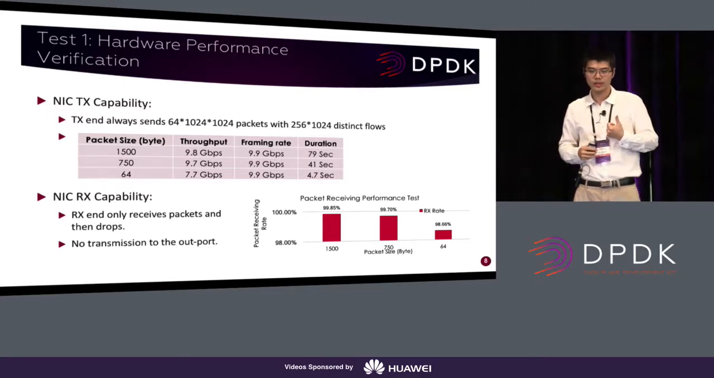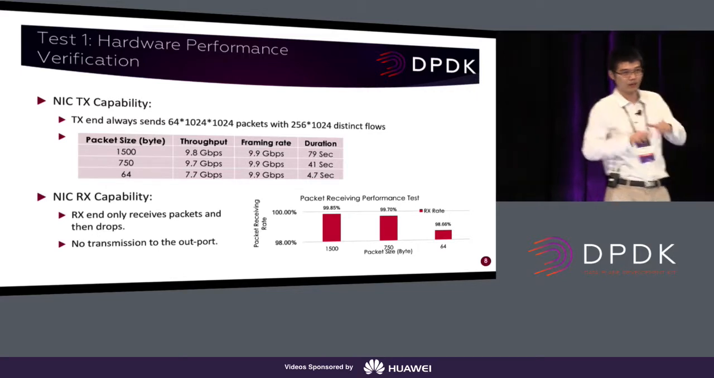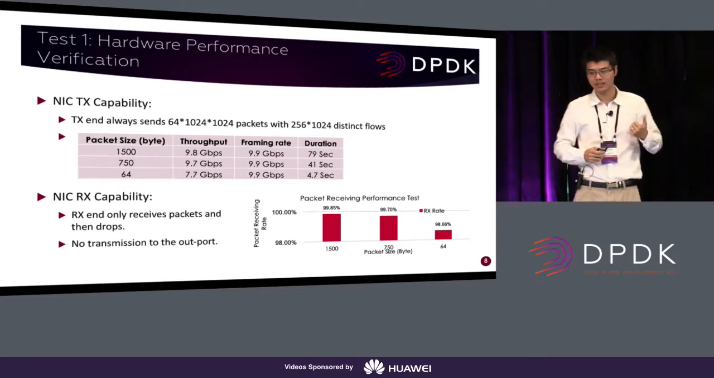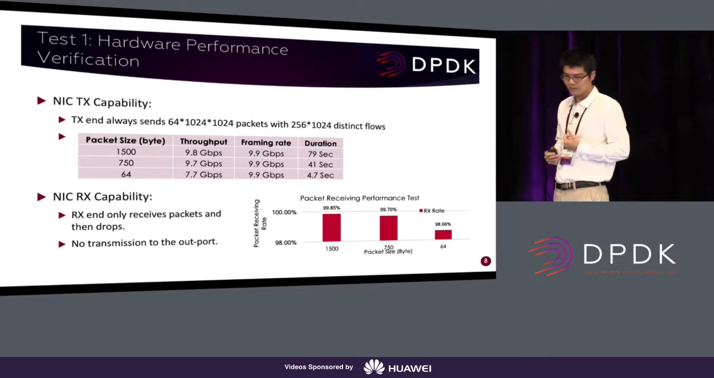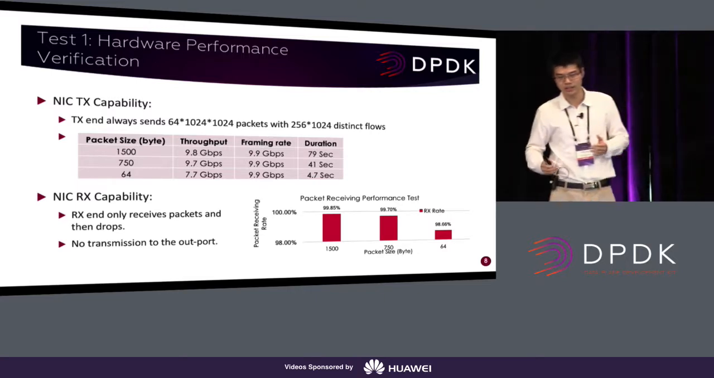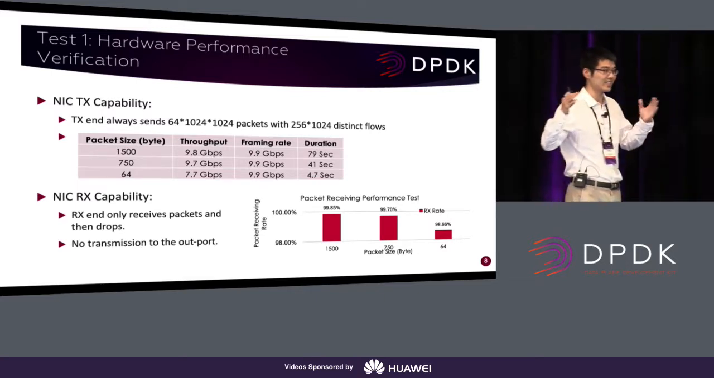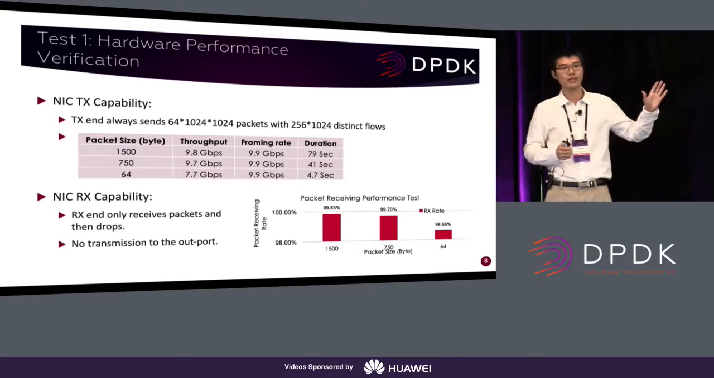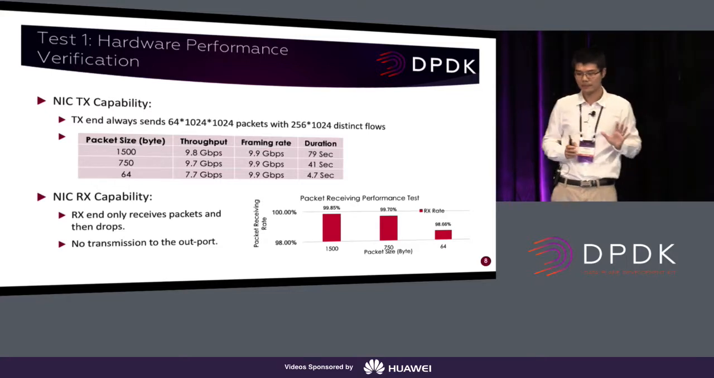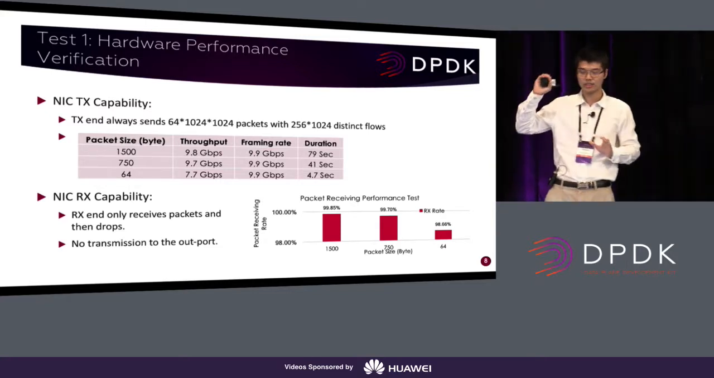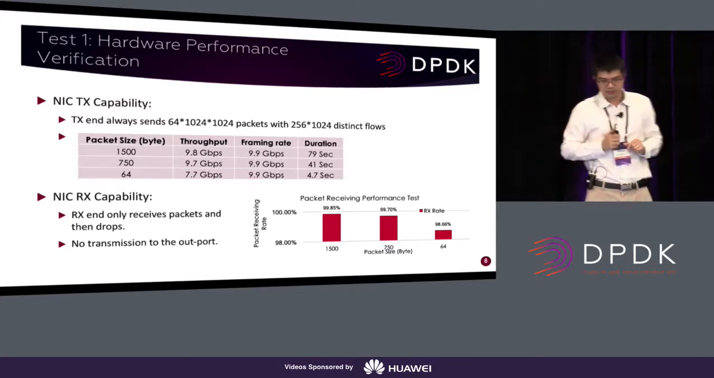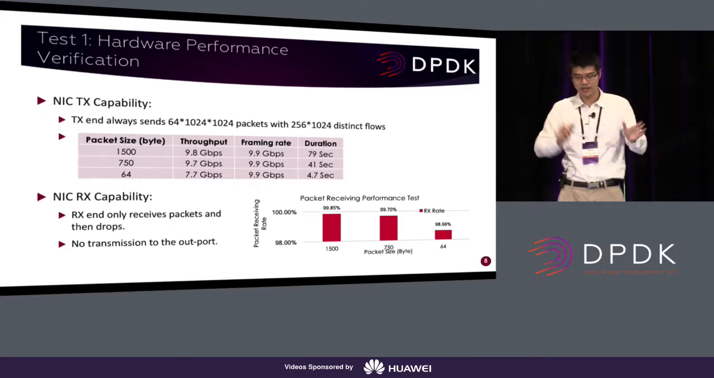Firstly, I want to show the hardware performance of our platform, starting with the NIC card transmission capability. For the TX end, we always send 64 million packets with this number of distinct flows. In the table, as you can see, across all packet sizes, we can reach almost 10 gigabits per second framing rate. That means the TX end works fine.